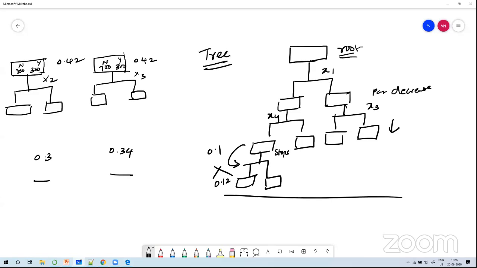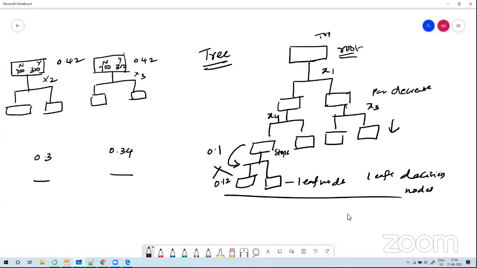This is your root node. These are your leaf nodes. In this tree, root is at the top and leaves or decision nodes are at the bottom. Okay, and that's a tree-based algorithm.